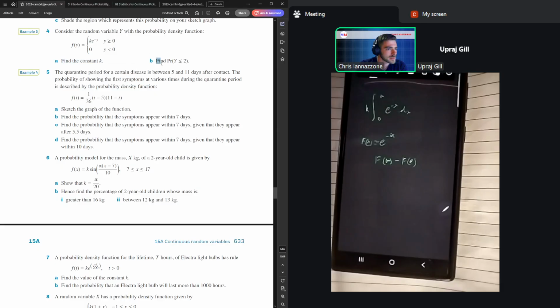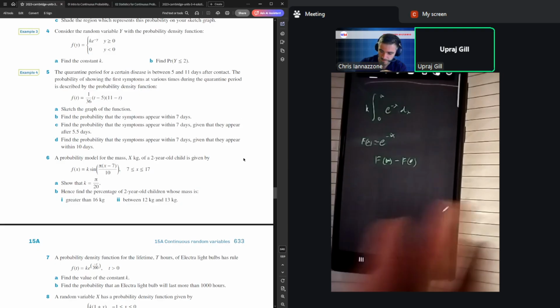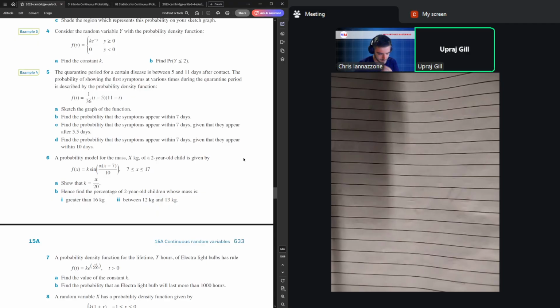All right, so that's finding the k. The follow-up is that now that we have the k, we can find our probability of y being less than or equal to 2. Isn't that 1? I can guarantee it's not going to be 1. But isn't the probability always going to be less than 1? Yep, it's going to be less than 1, so it should never equal 1.